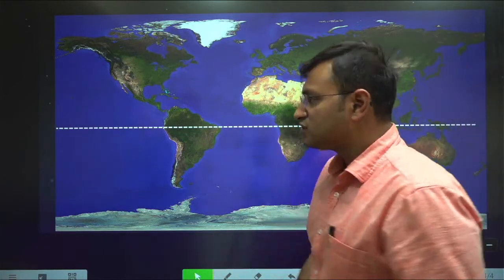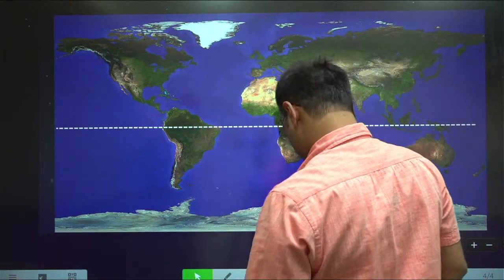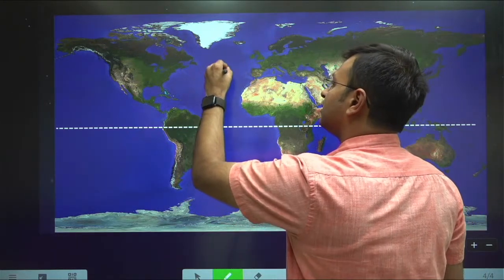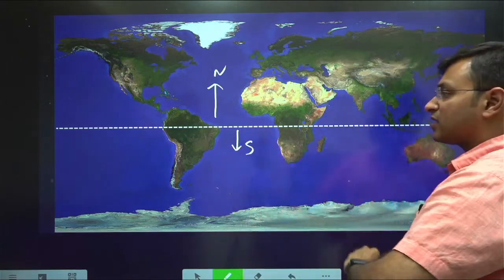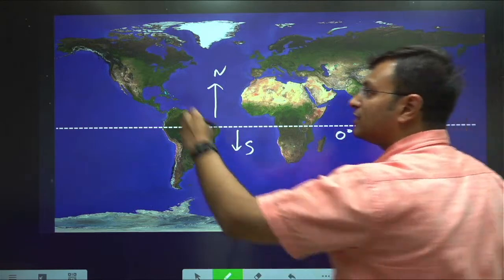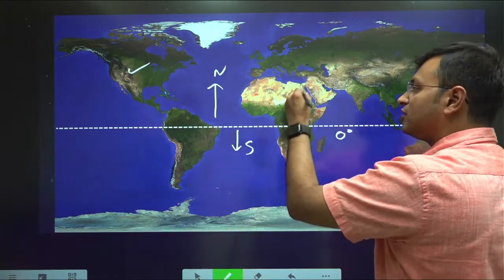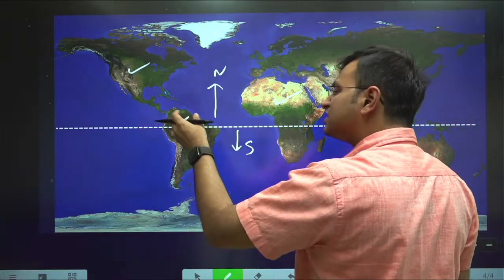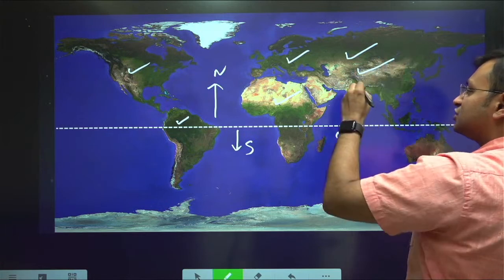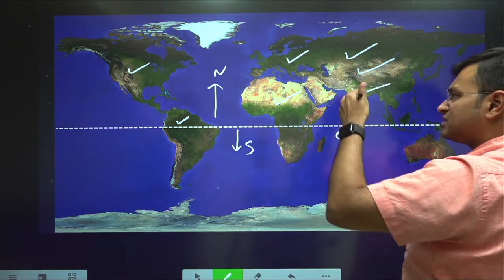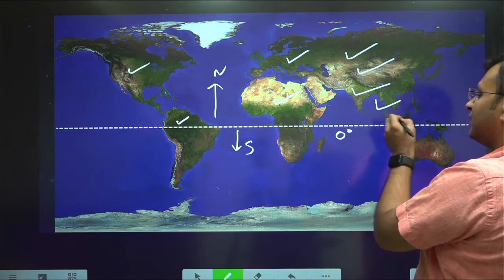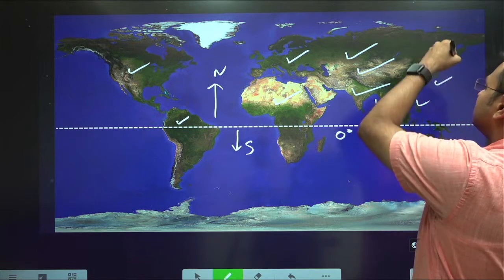Okay, so if you see the north of the equator, this is the north of the equator and this is the south of the equator. The equator corresponds to 0 degree latitude. To the north, you will see the continent of North America, the majority of the continent of Africa, a significant chunk of South America, complete Europe, complete Russia, Central Asia, the subcontinent of India, Southeast Asia, and some of the islands of the Philippines, China and Japan group.